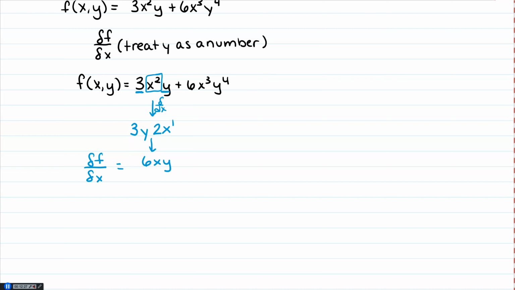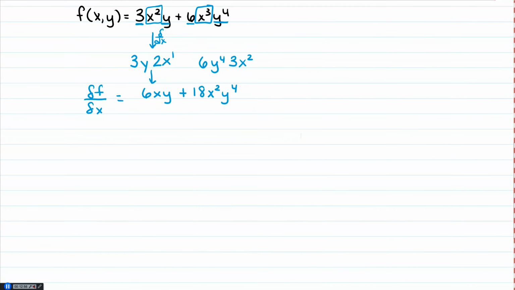So now let's do this next one. So 6x cubed y to the fourth, the 6 and the y to the fourth are considered constants. So they will stay outside, 6y to the fourth, and then I'll do the derivative of x cubed, which is 3x squared. So this second term is 18x squared y to the fourth.